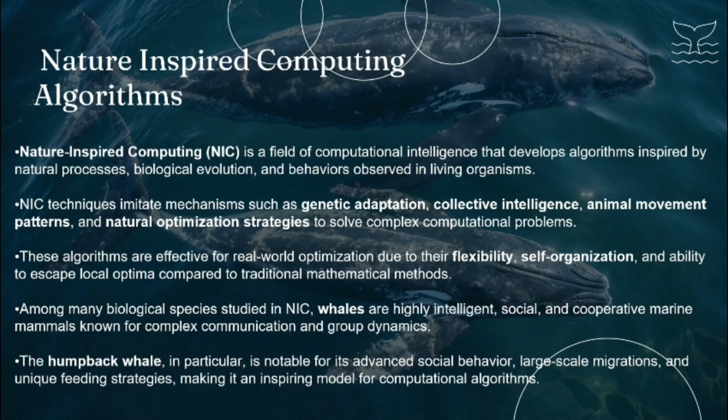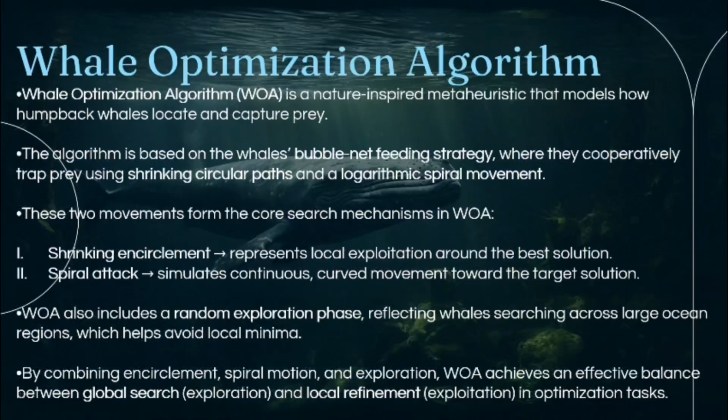Firstly, what are nature-inspired computing algorithms? Nature-inspired computing is a branch of computational intelligence where we design algorithms by observing natural processes and behaviors. NIC methods copy ideas like genetic adaptation, swarm intelligence, and animal movement patterns to solve difficult optimization problems. These methods are powerful because they are flexible, self-organizing, and often escape local optima better than traditional mathematical techniques. Among many species studied, humpback whales are unique due to their advanced communication and cooperative hunting strategies. Their bubble net feeding method inspired the whale optimization algorithm, which we are going to see today.